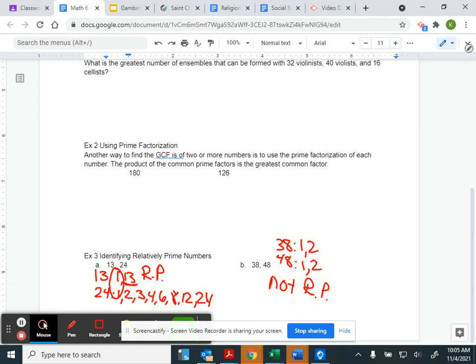Our assignment for today is page 43 and 44.